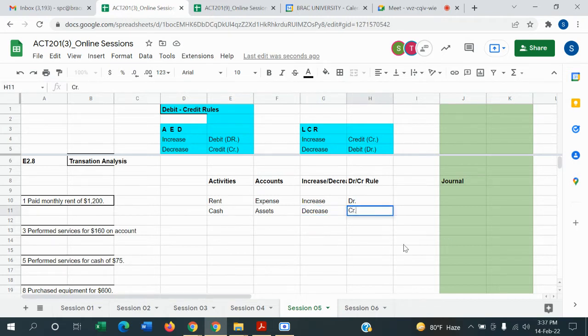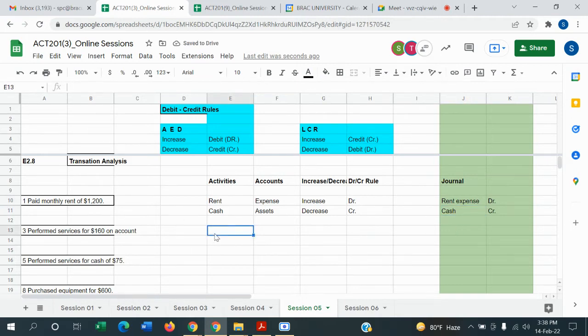Excellent. So if I want to do the journal for this transaction, what accounts should be recorded, and in what chronology? First debit, then credit. Excellent. So rent expense, debit, and cash, credit. That's how we have to journalize.